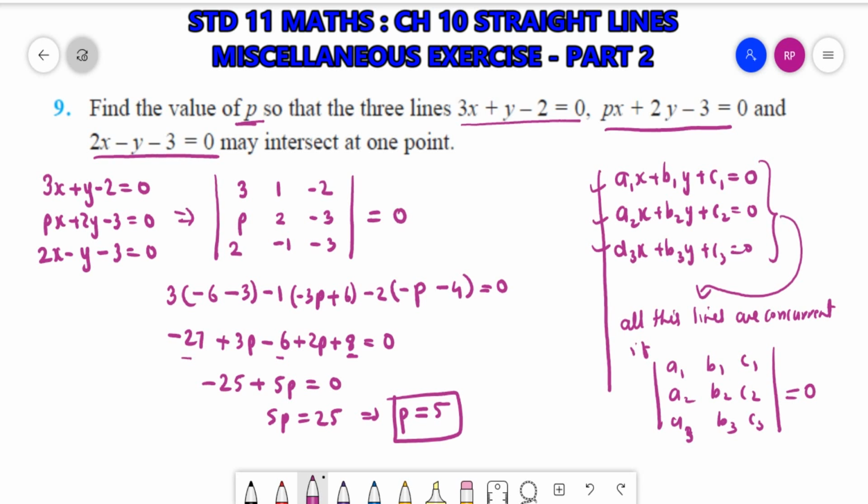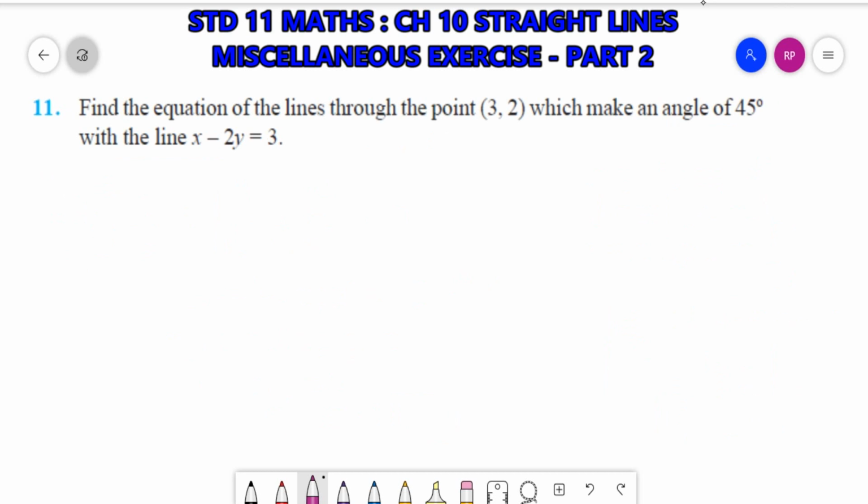Now let's move to the next sums. Question number 11. Find the equation of the line through the point (3, 2) which makes an angle of 45 degrees with the line x minus 2y plus 3. Let's take the equation x minus 2y plus 3 as L1, and the required line as L2. The angle between them is 45 degrees and it passes through point (3, 2).